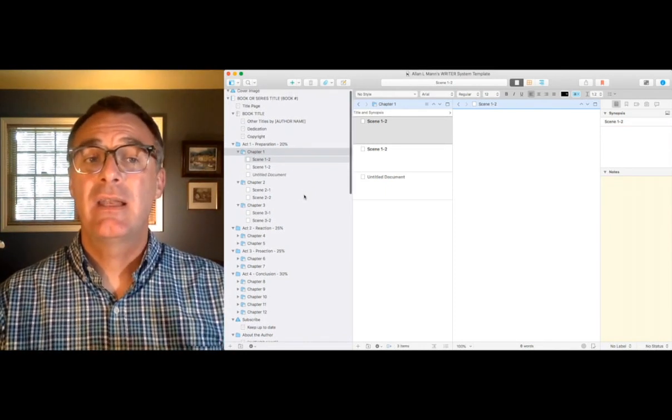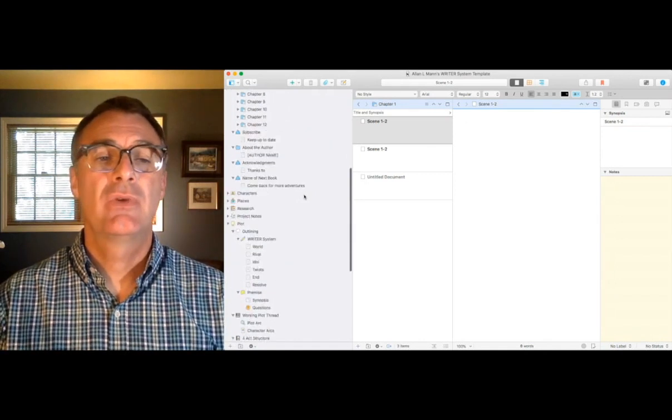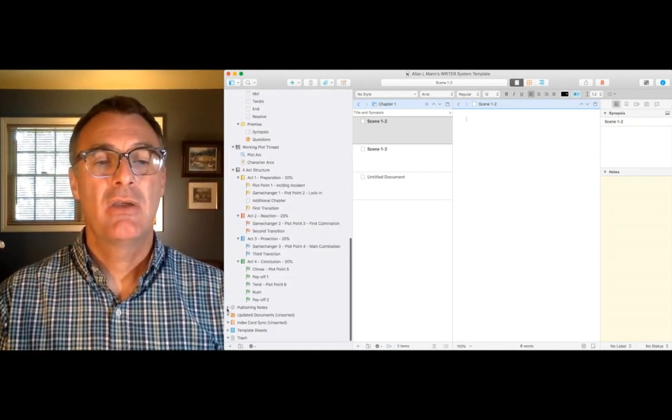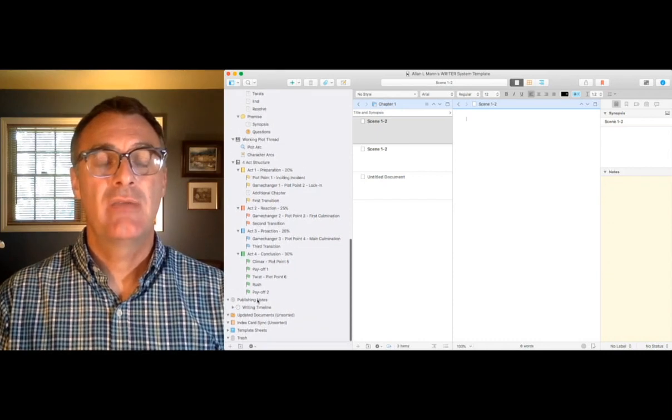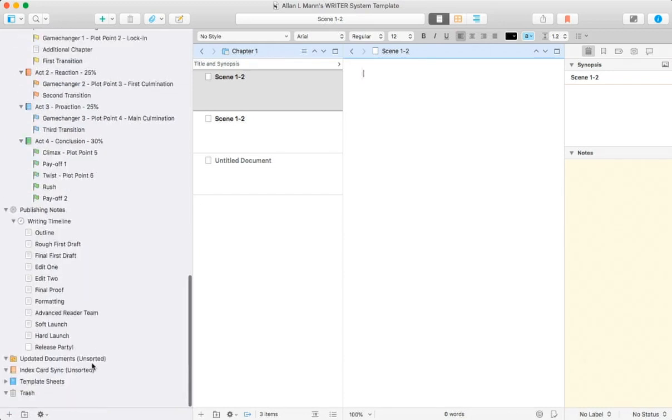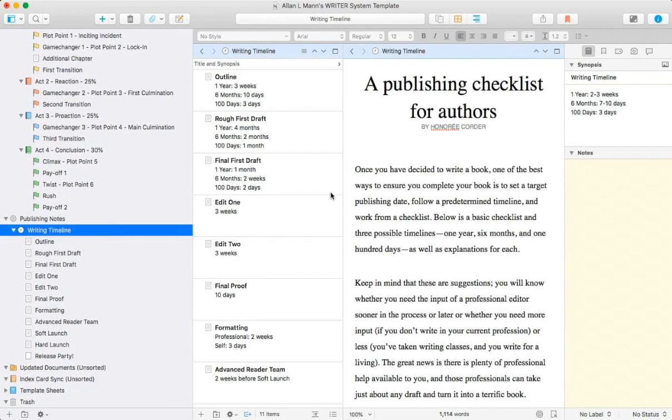Now, something else that I've added a couple of things in this template for you. Again, I'm not taking any credit on these. Publishing notes. Way down the bottom here, I have a section called Publishing Notes. So what is in that? I've got a writing timeline. Now, the writing timeline comes from Honoré Corder. Just cut and paste her publishing checklist.